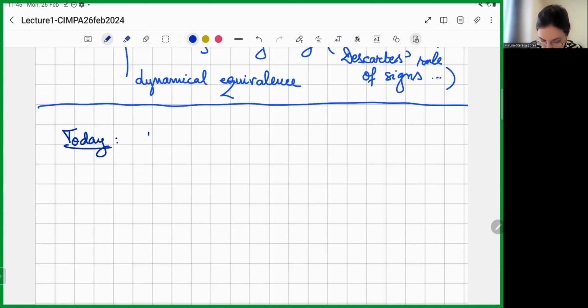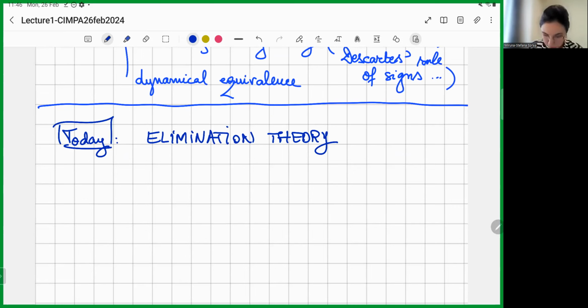Right, so elimination theory, which is anyway a good tool, a good toolbox to have for applied algebraic geometry, applied algebra, not only for these lectures in particular.